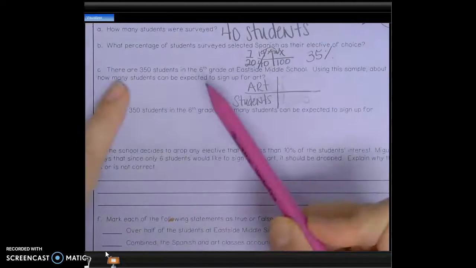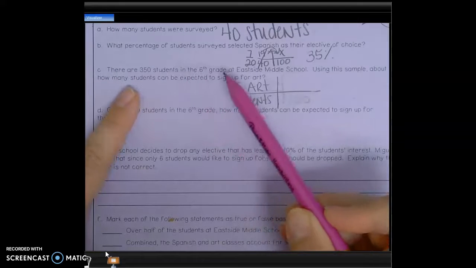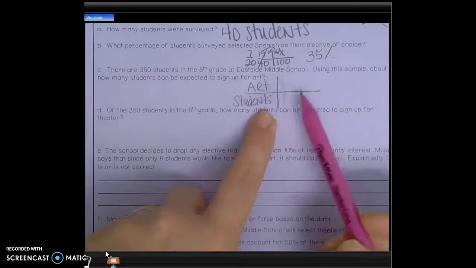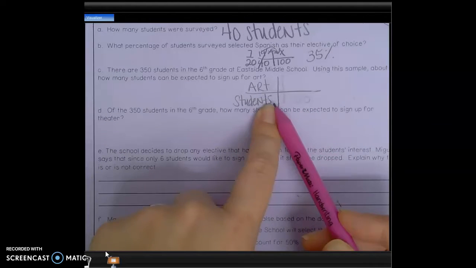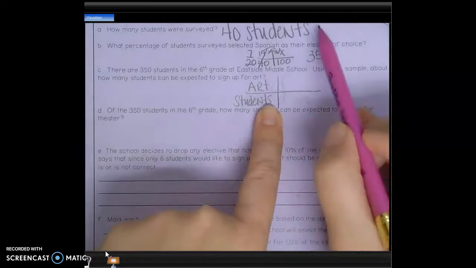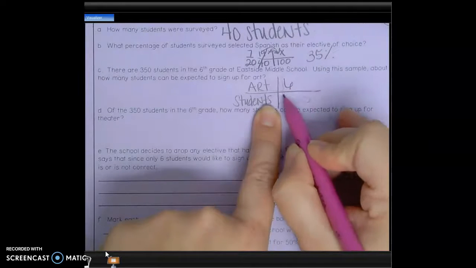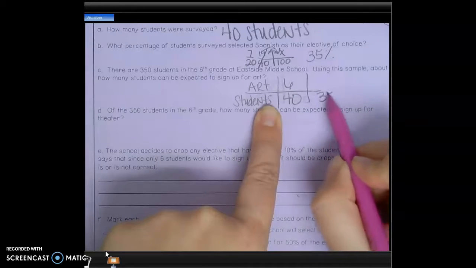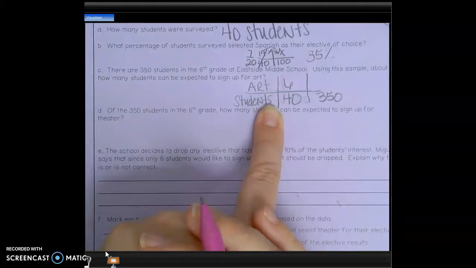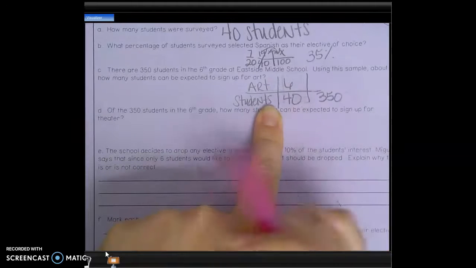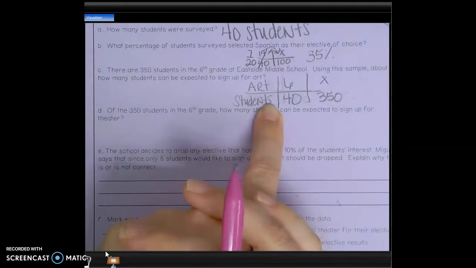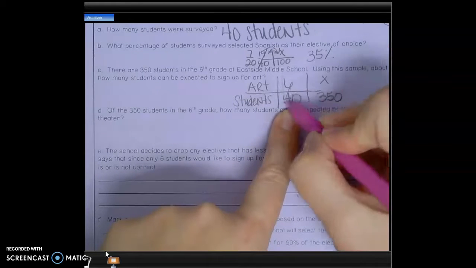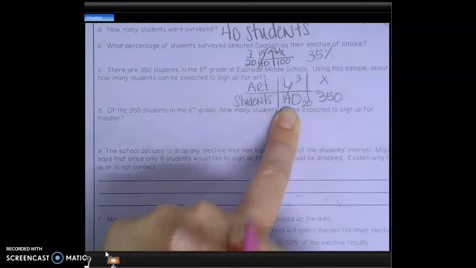Okay, so one more time. There are 350 students in 6th grade at Eastside Middle School. Using this sample, about how many students can be expected to sign up for art? So we're going to set up our proportion, and we're going to compare art with the total number of students. Okay. So let's talk about what we know. We know 6 out of 40 students chose art. Now, if 350 students are in the entire 6th grade, we're going to use that in order to make a prediction for here. So we know that these are both divisible by 2. So this could become 3, and this could become 20.